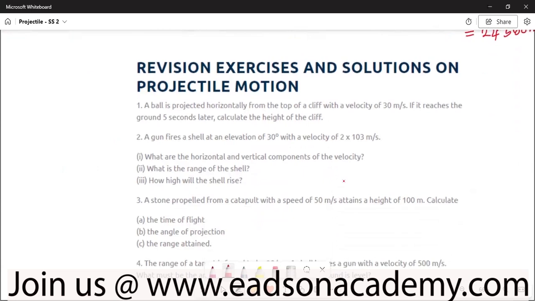The first one here says a ball is projected horizontally from the top of a cliff with a velocity of 30 meters per second. If it reaches the ground 5 seconds later, calculate the height of the cliff.